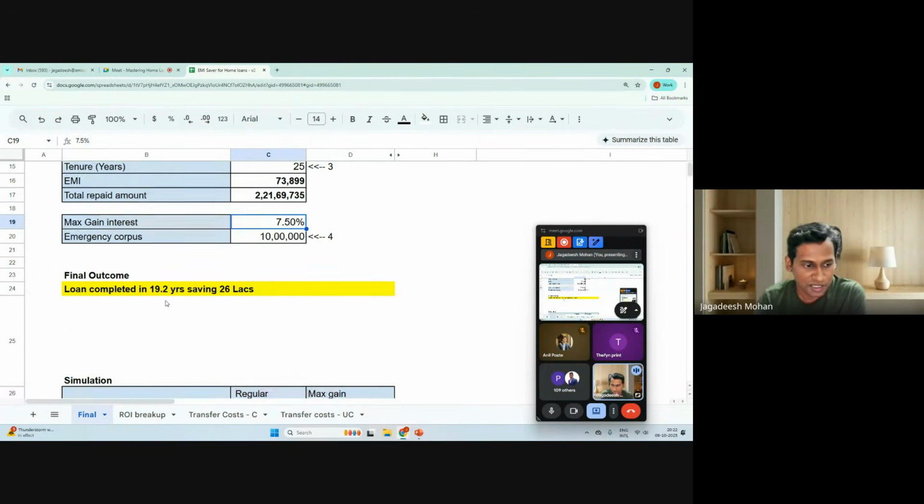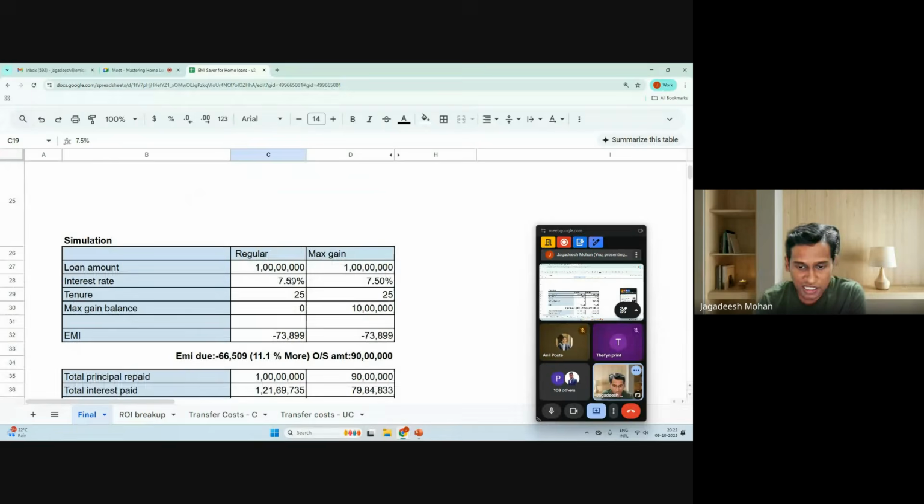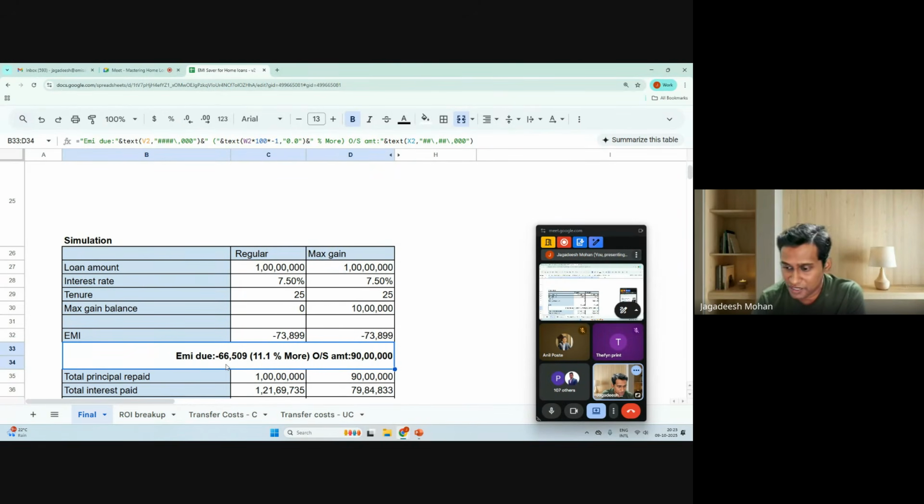Now, there is a second part of the saving which a lot of people don't realize. Let's take this case. In the regular loan case, 1 crore loan, 7.5% interest, you paid 74,000. In this case also, your EMI is fixed at 74,000. But like I told you, according to the bank, you have already prepaid the loan by 10 lakhs. So the bank will consider in its accounting system 66,500 as the EMI that it should charge you, because on 90 lakhs for 25 years, the revised EMI is 66,500.